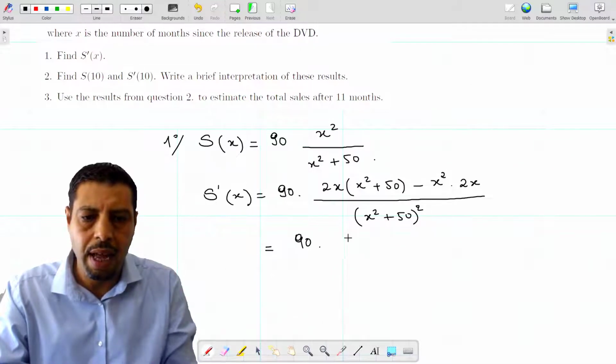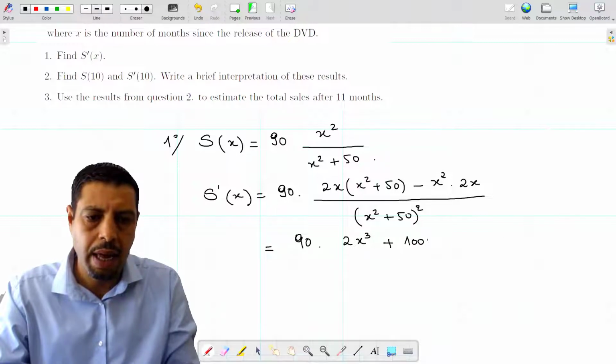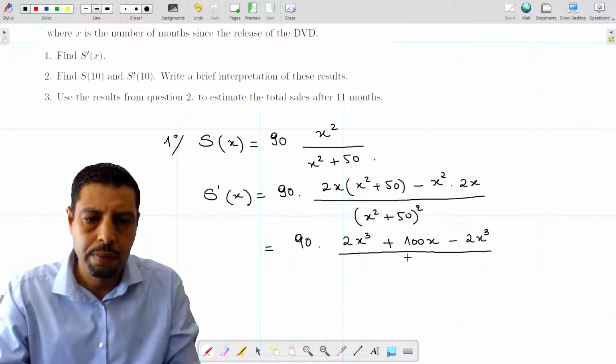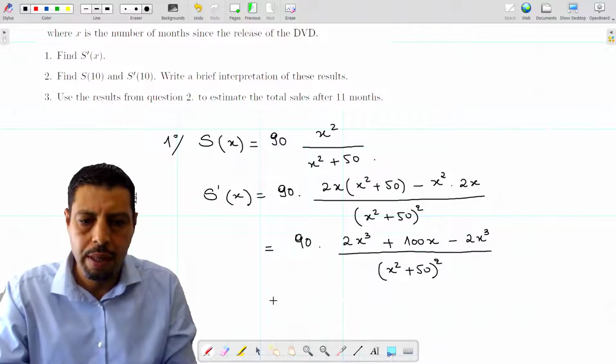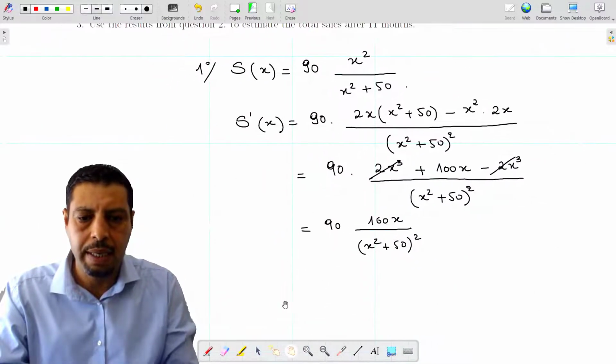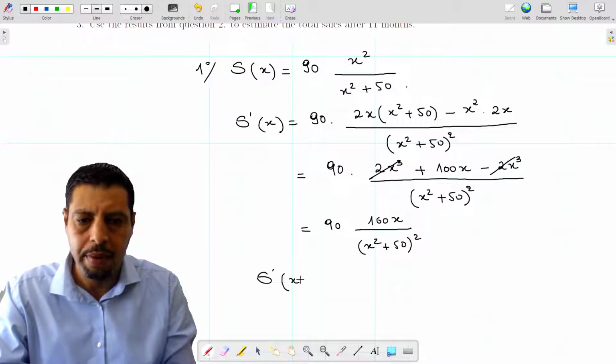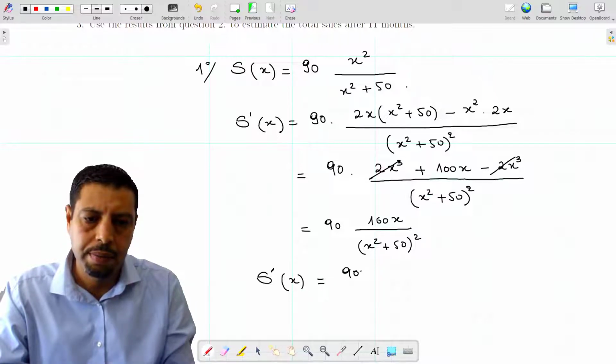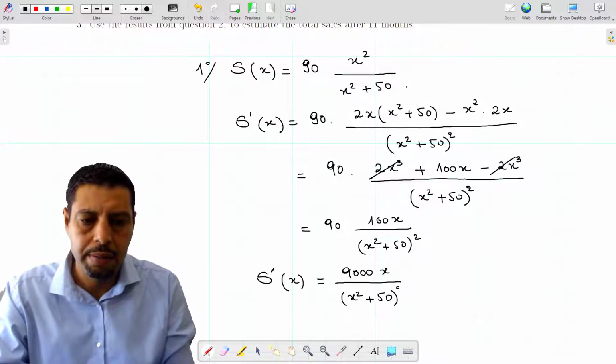which is equal to 90 times 2x times x squared is 2x cubed, plus 100x minus 2x cubed over x squared plus 50 squared. Now this computation gives 90 times, we can cancel the 2x cubed here, 100x over x squared plus 50 squared. So S prime of x is equal to 9,000 x over x squared plus 50 squared.